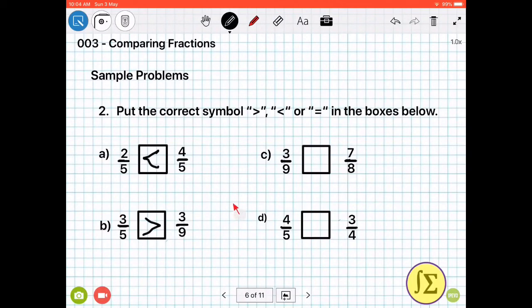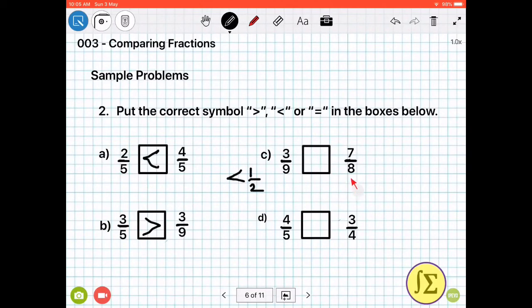Okay, let's look at C. 3 over 9 and 7 over 8. We're going to use method number 2 because I believe this fraction is less than half and this fraction is more than half. Right? Okay, so 9. The denominator is 9. So the midpoint or the halfway point would be 4.5. Since the numerator is 3, 3 is less than 4.5. So the fraction 3 over 9 must be less than half.